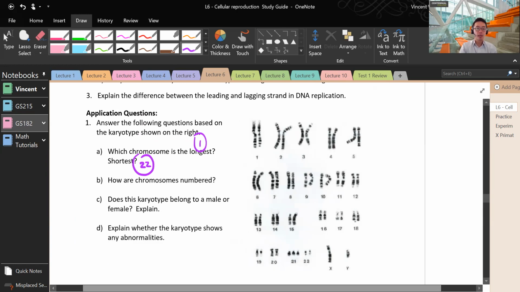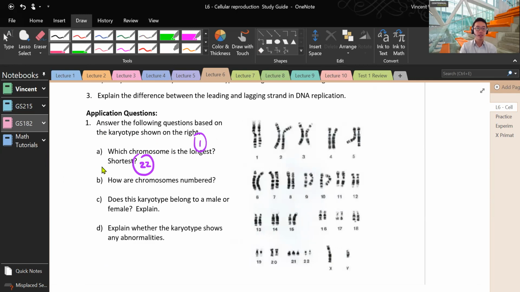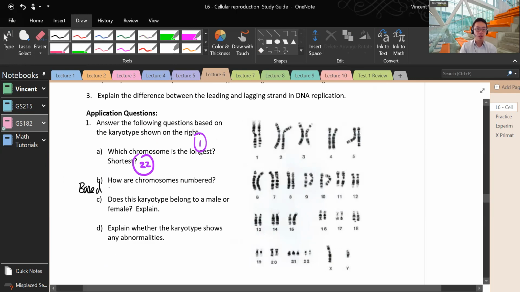How are chromosomes numbered? They are numbered based on size and position of centromere. So you can see this is the longest, and then the position of the centromere also shifts as you go down the chromosome number. Obviously I'm not a trained cytologist, so I wouldn't be able to explain exactly how they line this up, but I know it's based on these two things.